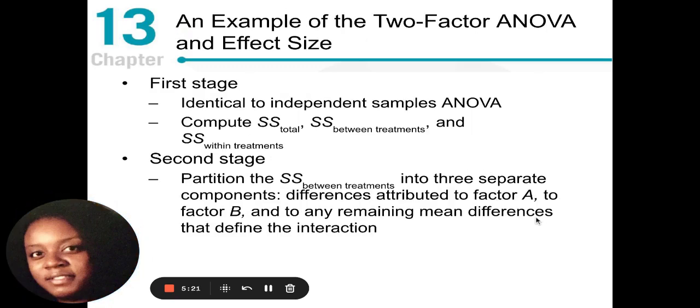And for an example of the two-factor ANOVA and effect size, we've got the first stage, which is identical to the independent samples ANOVA. And then we've got the second stage, which is the partition of the sum of squares between the treatments into three separate components.